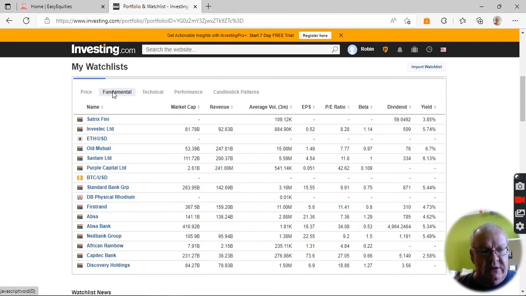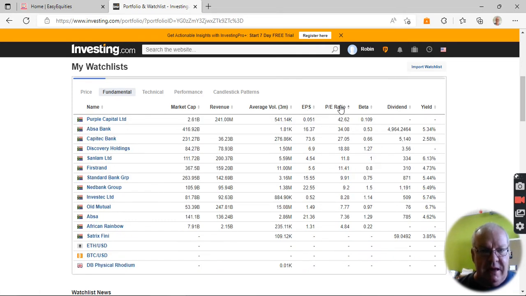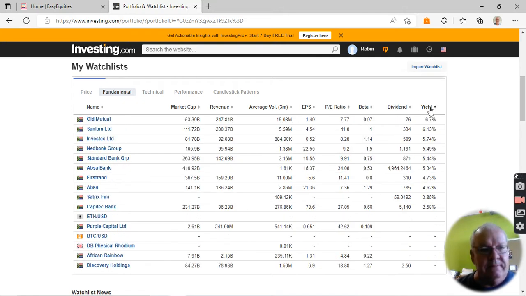Next on the tabs at the top here, you see the fundamentals, market capitalization, earnings per share, PE ratio, and again, you can sort them according to that if you want. I'm interested in the dividend yield.